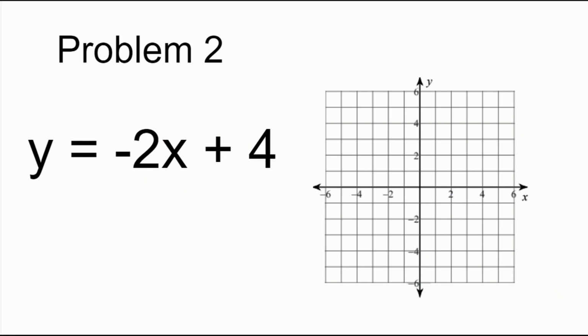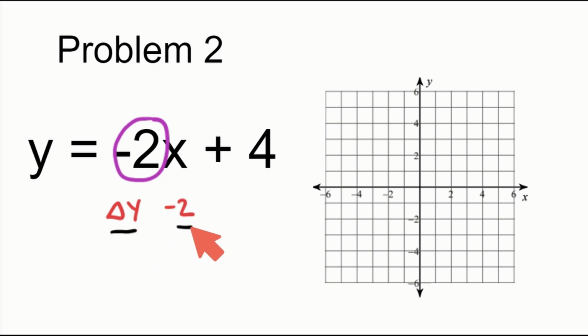Problem 2, we have the equation y equals negative 2x plus 4. Which part of the equation is the slope? Locating our x, the coefficient, the number in front of x, is going to be our slope. So we have a slope of negative 2. Let's break down our slope even further. What's going to be the change in y? Our change in y is going to be negative 2.